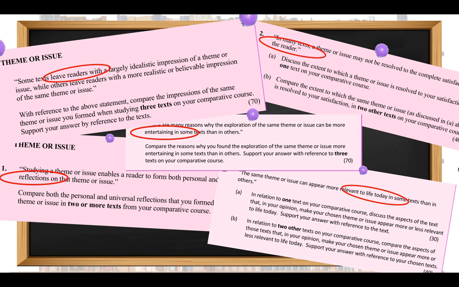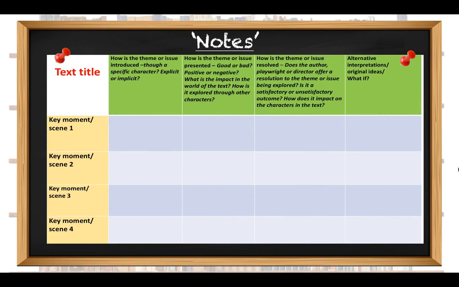Because this question is so broad, it's difficult to give specific guidance for each text for each student, but what you can do is keep detailed notes on key scenes where you see themes in each text. So here's an example of a notes grid that you could use or adapt. The link to download this, remember, is in the description underneath the video.